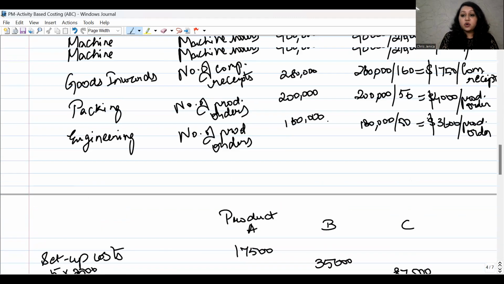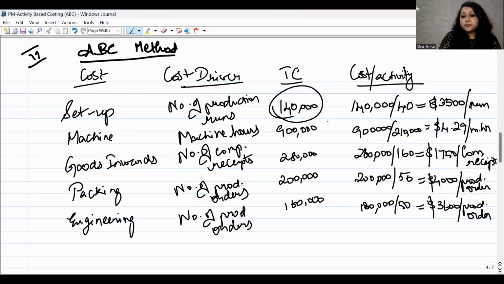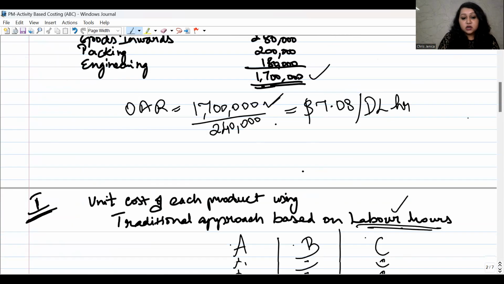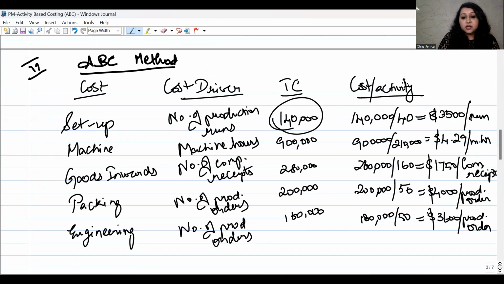Now we have machine cost. What was the total machine cost? It was 900,000. And for one machine hour, it was $4.29. Now we'll go back to our information. How many machine hours in total? It was 210,000. I told you how we got it: 2 into 40,000 will be 80,000, 4 into 25,000 will be 1 lakh, and 3 into 10,000 will be 30,000. So a total of that will give you 2,10,000. Now this 2,10,000 has to be allocated here. So you're going to calculate the cost.